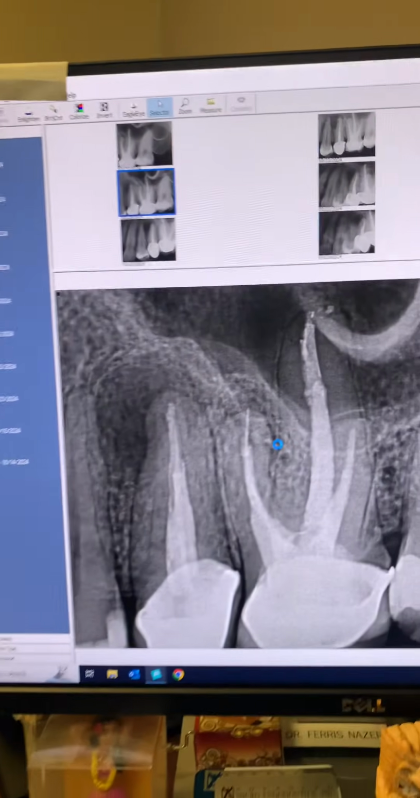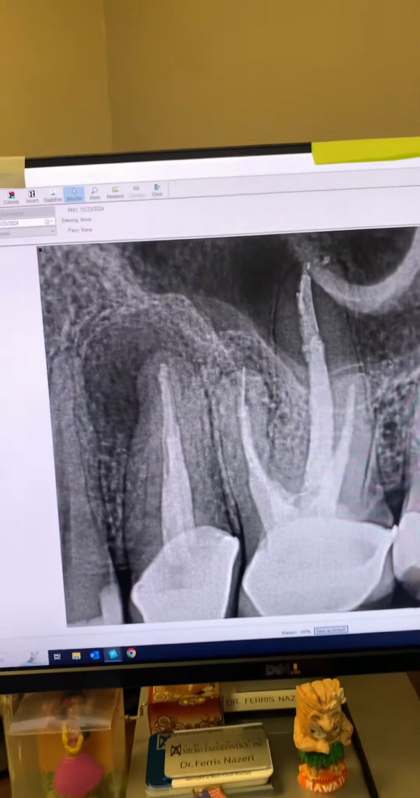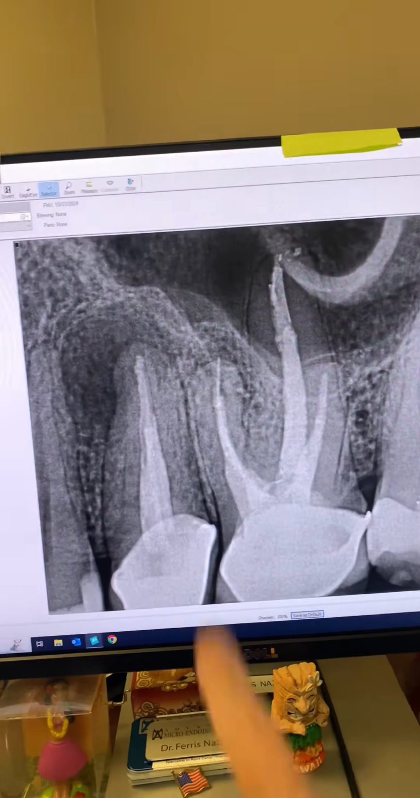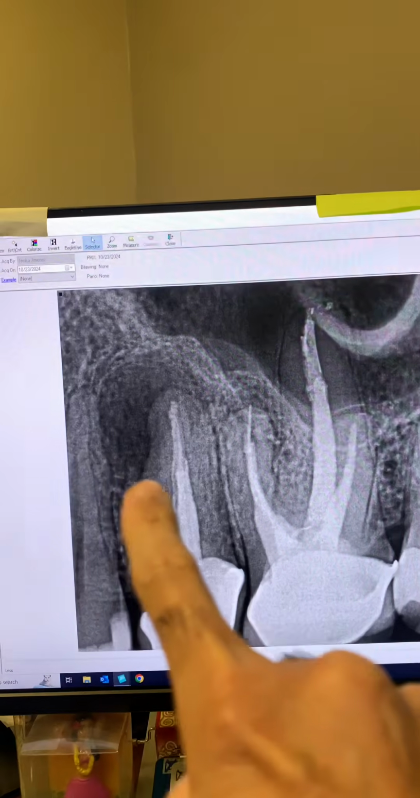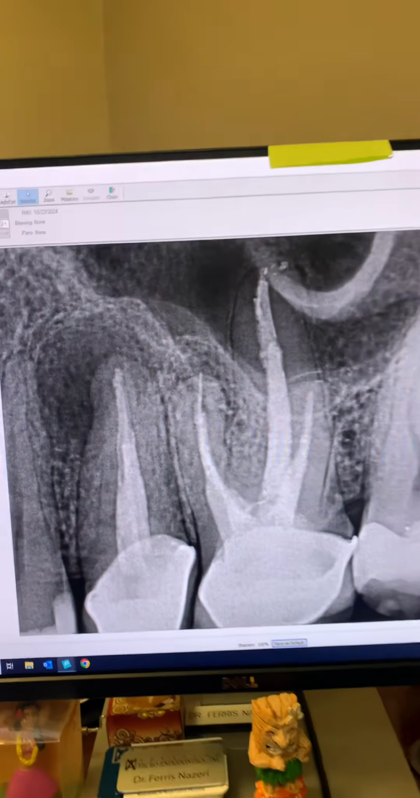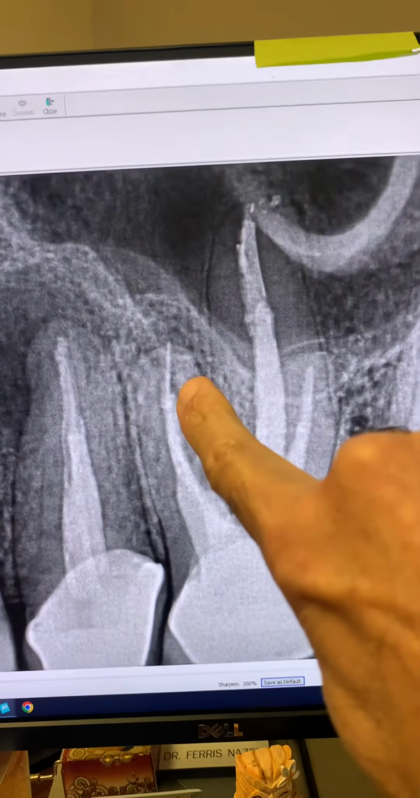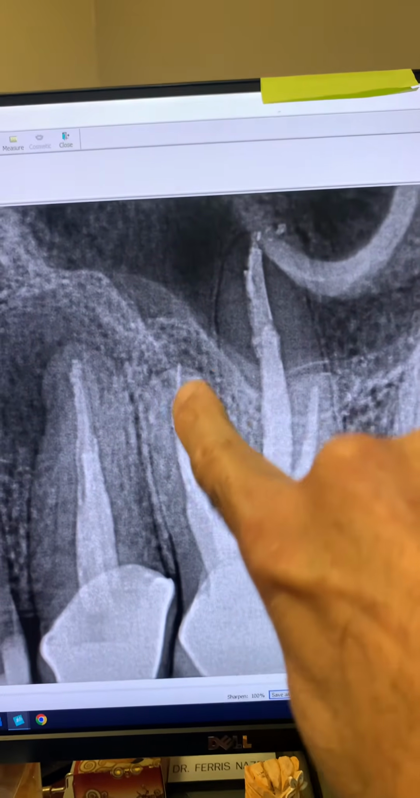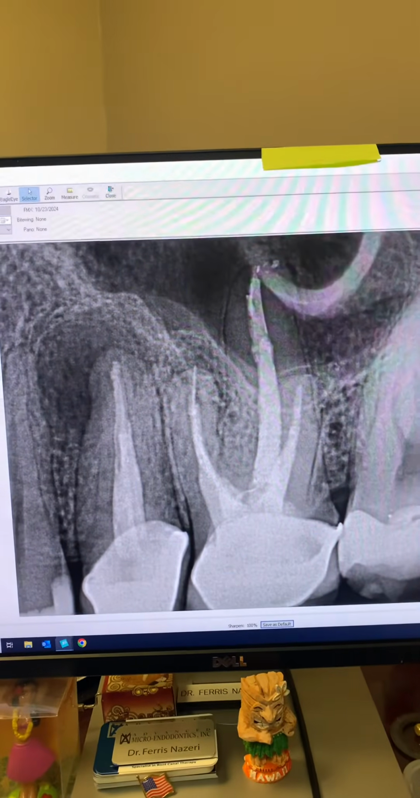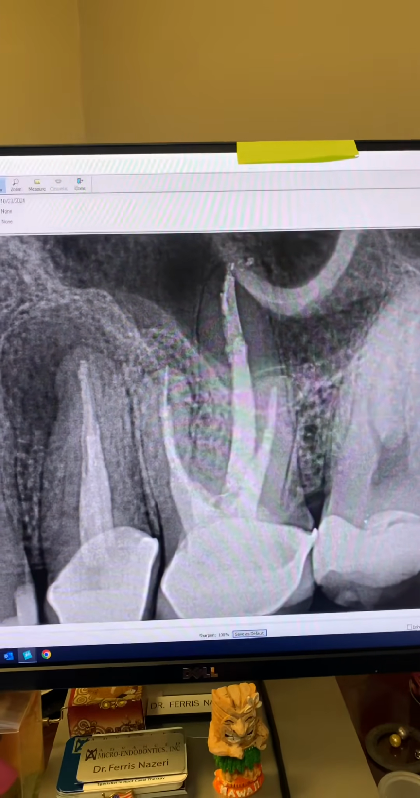But not when you look at the PA of these teeth. As you can see, definitely tooth number 13, the root canal has failed, large periapical radiolucency. Look at tooth number 14, periapical radiolucency here. That's a broken file right here. These are the things that you couldn't see on the patient's panoramic radiograph.